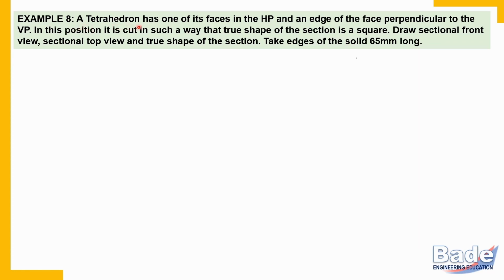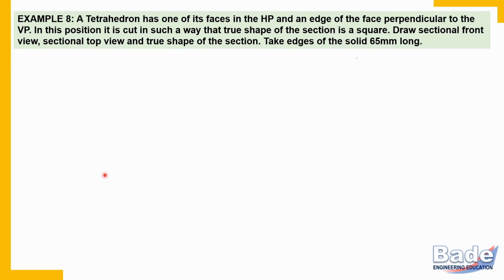Now let's focus on the position of the object. A tetrahedron has one of its faces in the HP. A tetrahedron has 4 faces. All are equilateral triangles. The face in HP we will assume as the base of the object. So base in HP means the true shape of the base is in the top view. The edge of the face, that is the face in HP, is perpendicular to the VP. So when you draw the true shape of the base, that is an equilateral triangle, you should draw one edge perpendicular to the XY line.